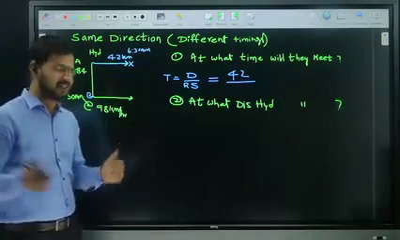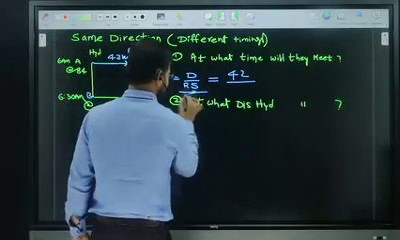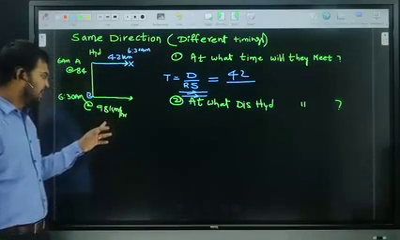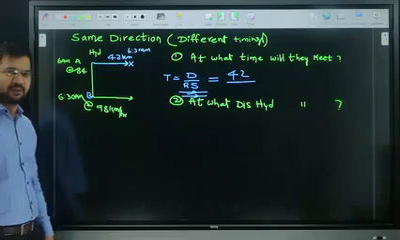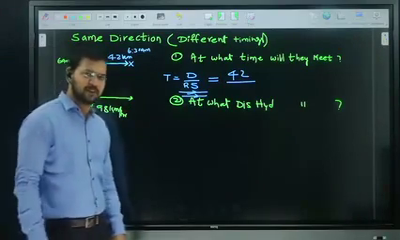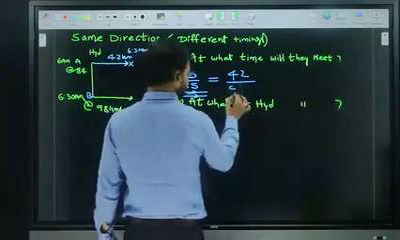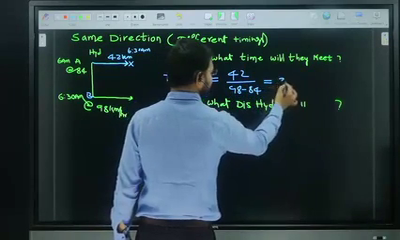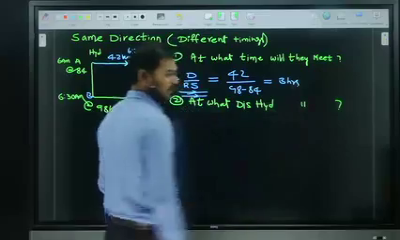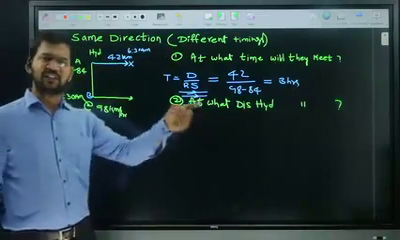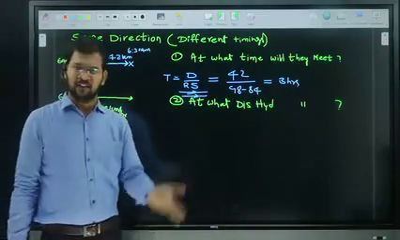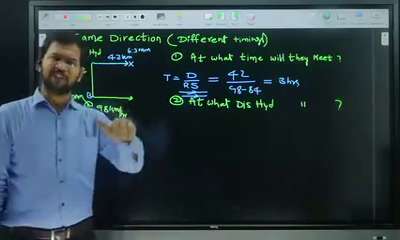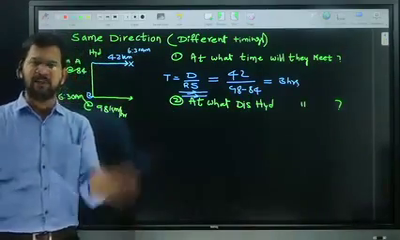Relative speed in the same direction is the difference of their speeds. One train's speed is 98 km per hour, the first train's speed is 84 km per hour. The difference of their speeds is 98 minus 84, which is 14. So 42 by 14 is 3 hours. But 3 hours is not your answer. The relative speed concept starts from 6:30 a.m., so after 6:30 a.m. it will take 3 hours.